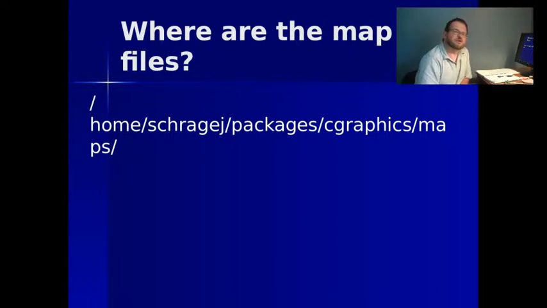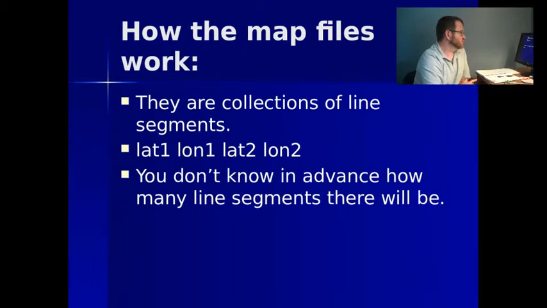Oh, I'm sorry that this didn't render quite so well. It's in /home/shruggyj/packages/cgraphics/maps. So this is a folder inside of a folder inside of a folder, but when you get there, there's a whole bunch of these database files that end in .dat. And they are collections of line segments. Every boundary of the United States, like around a state or whatever, is a set of line segments where you could describe each little stretch of that line segment, or every stretch of the interstate, or every stretch of that river as a latitude 1, longitude 1, and then to latitude 2, longitude 2.